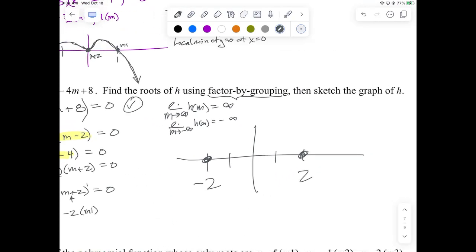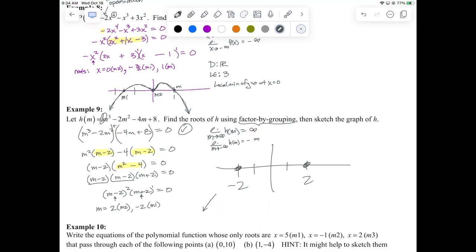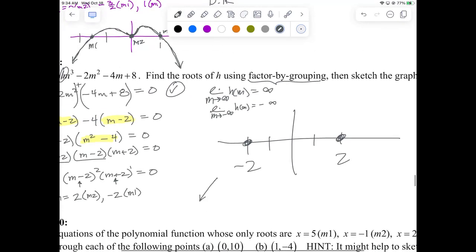So it comes in on the left side from where? The top or the bottom? It comes in from the bottom because the left end behavior is negative infinity. So it comes in from the bottom. And what's it going to do at negative 2? Negative 2 is a cross, right? So I just shoot straight across. You got to keep them straight, right? That's why we labeled them over there.